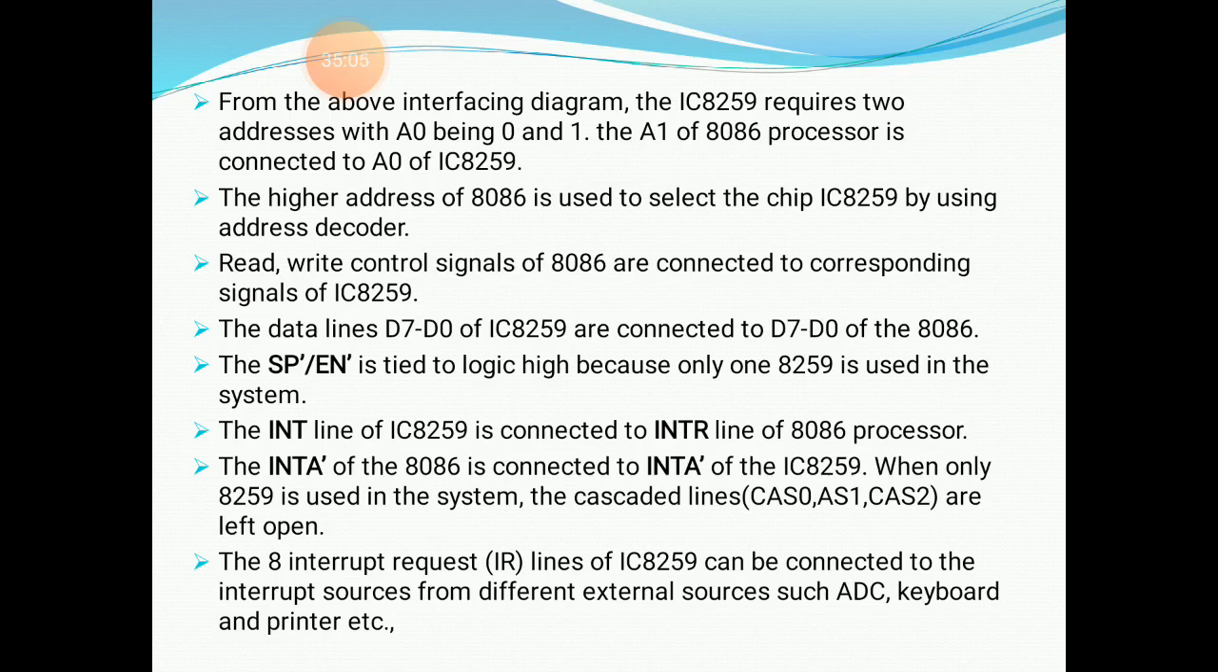The INT line of IC8259 is connected to the INTR line of the microprocessor. The INTA bar of 8086 is connected to the INTA bar of IC8259 when only a single 8259 is used in the system, and the cascade lines CAS 0, 1, 2 are left open. The 8 interrupt request lines of IC8259 can be connected to 8 interrupt sources from different external sources such as ADC, keyboard, printer devices.